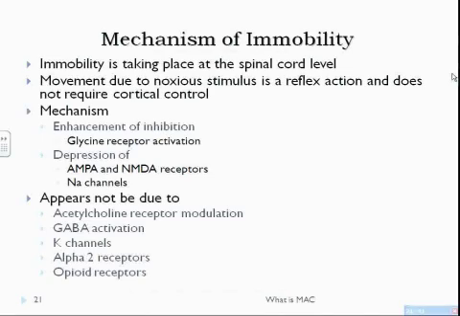We think the mechanism of immobility has to do with enhancement of inhibition of the glycine receptor and depression of AMPA and NMDA receptors and sodium channels. It appears not to be due to acetylcholine receptor modulation, GABA activation, potassium channels, alpha receptors, or opiate receptors. So those are not affected by volatile anesthetics. The one that you specifically have to look at is sodium channels.